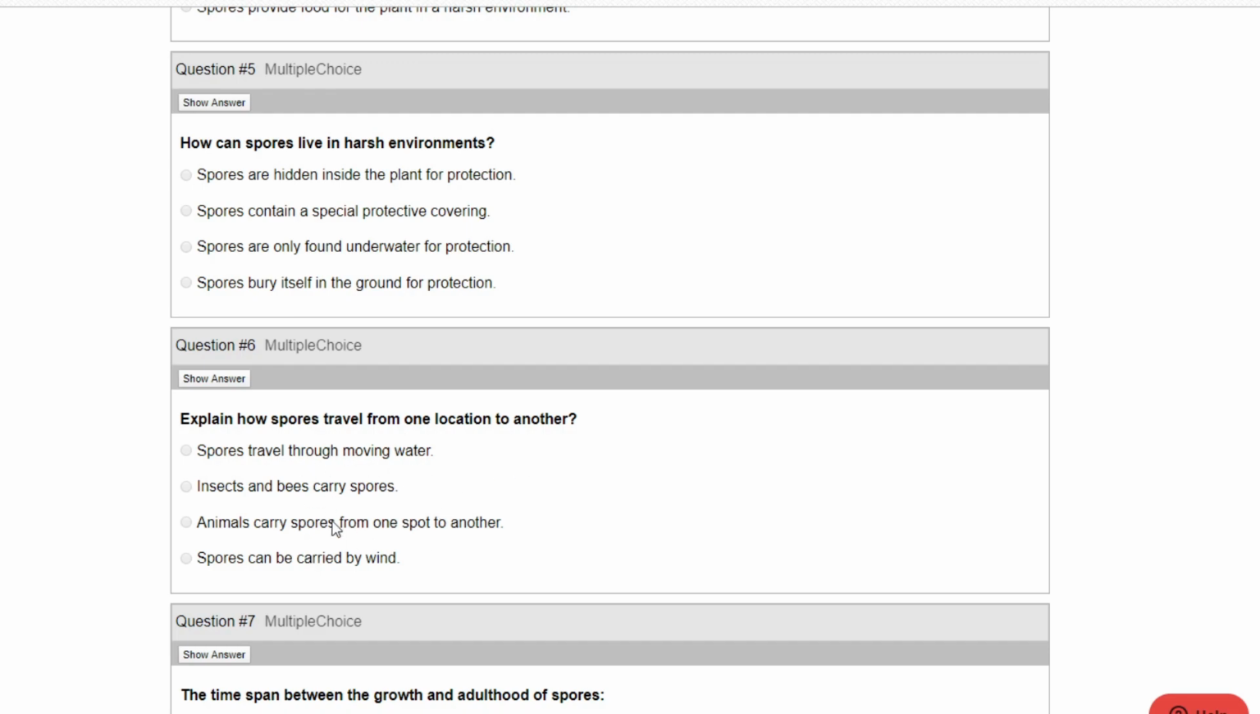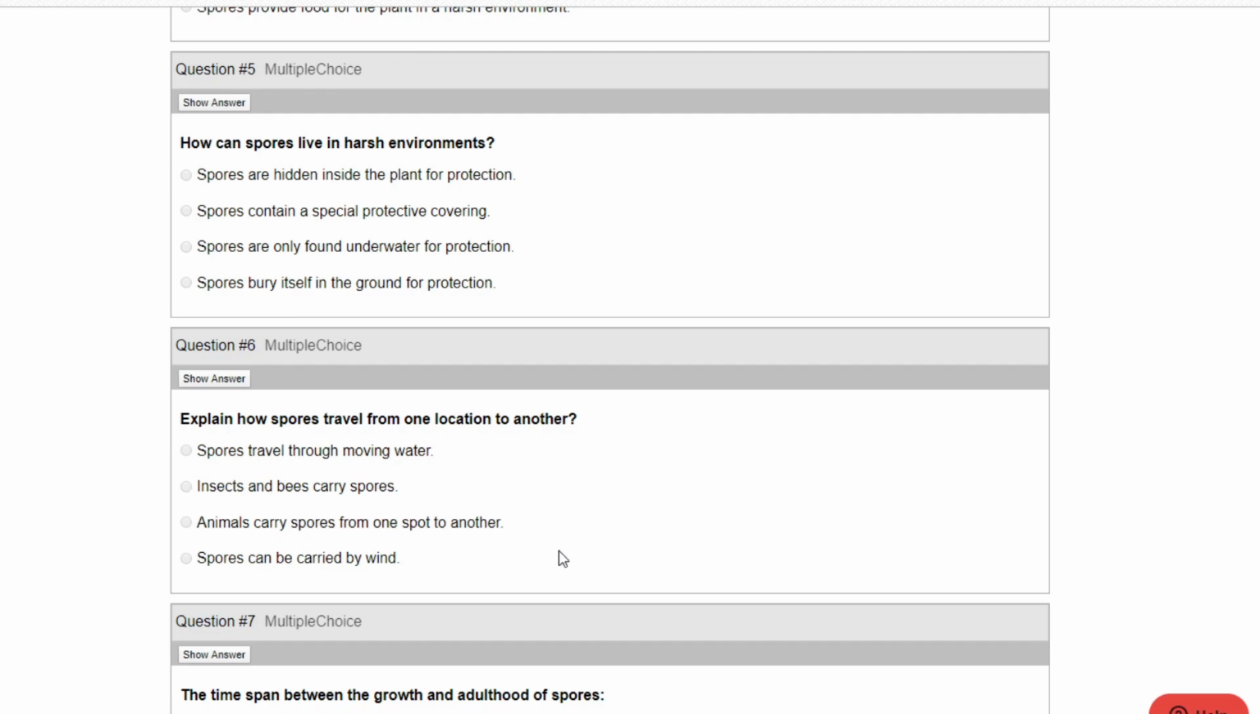So which one of these ways is the correct answer? Spores travel through moving water. So is it water that causes them to travel around? All right. Insects and bees carry spores. So are they like the pollen? Animals carry spores from one spot to another, okay? And spores can be carried by the wind, all right?